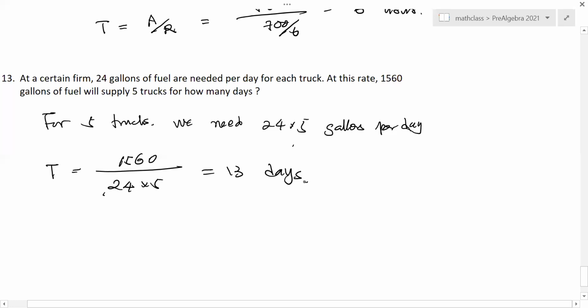Okay, 13 days is correct. Good job. So no equation is needed. Just make sure you find the rate, in many different forms. Here, 24 gallons per day per truck is one rate, and for 5 trucks, it's another type of rate: 24 times 5 gallons per day. You can find them together. Then with this new rate, the total volume 1,560 divided by the rate gives the time.